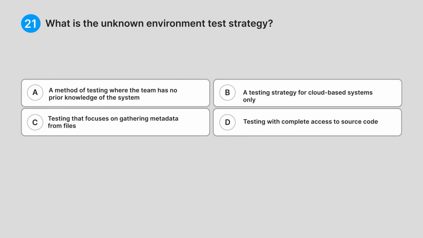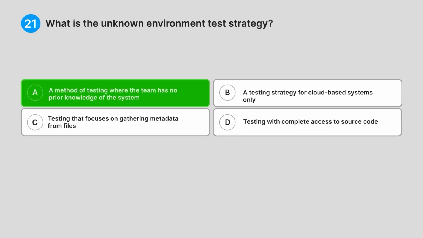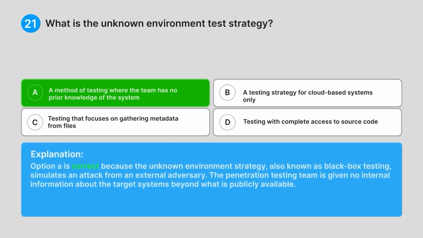Correct answer, A, a method of testing where the team has no prior knowledge of the system. Explanation. Option A is correct because the unknown environment strategy, also known as black box testing, simulates an attack from an external adversary. The penetration testing team is given no internal information about the target systems beyond what is publicly available.